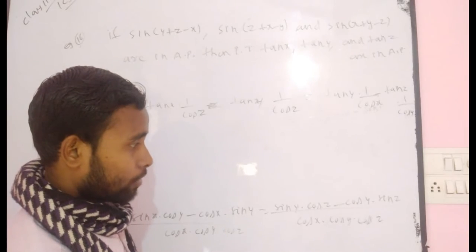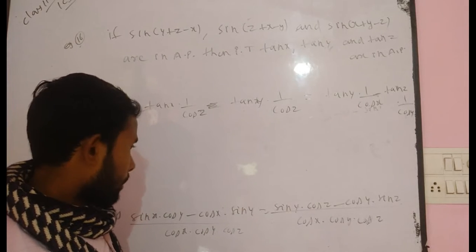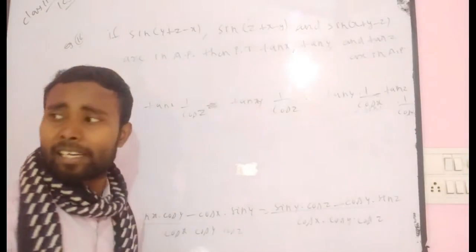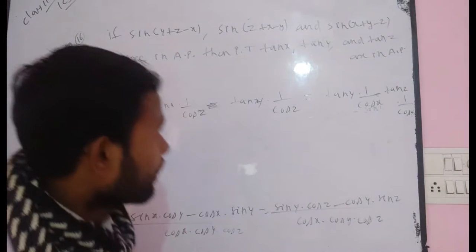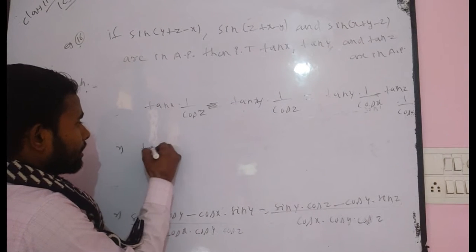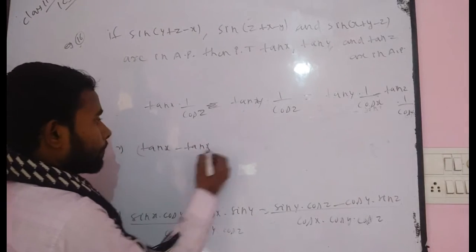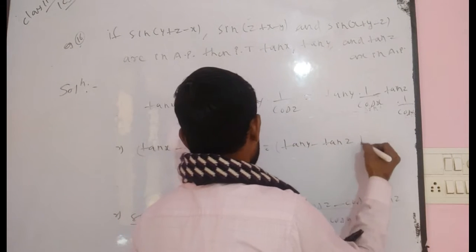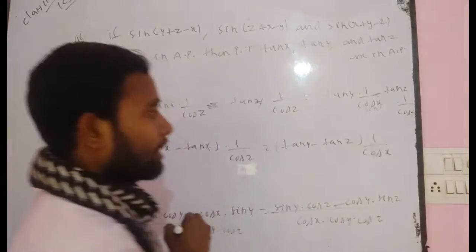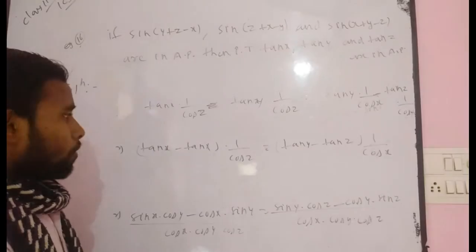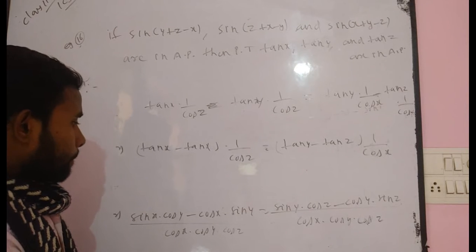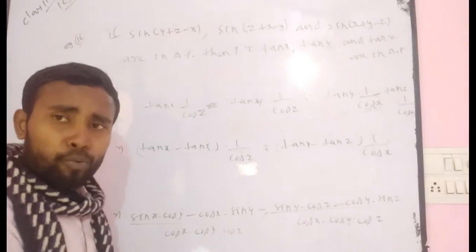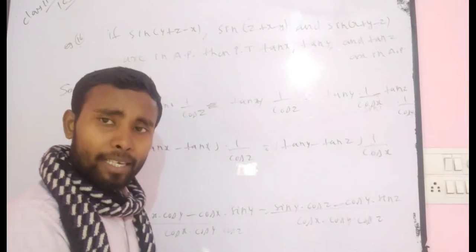In this term you get z and y, z, x in each case you get cos x. Then you get tan x minus tan y into 1 upon cos z is equal to tan y minus tan z into 1 upon cos x. In LHS you get 1 upon cos x. Now you have to prove tan x, tan y and tan z are in AP.